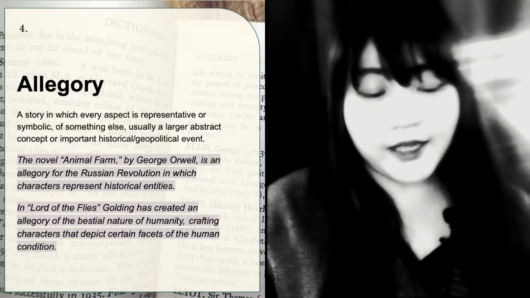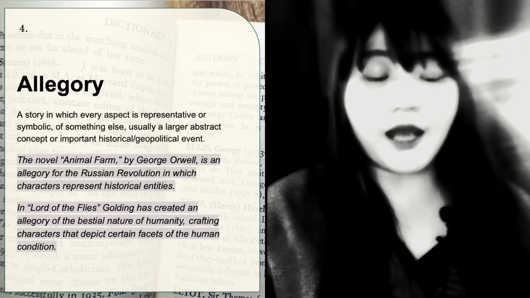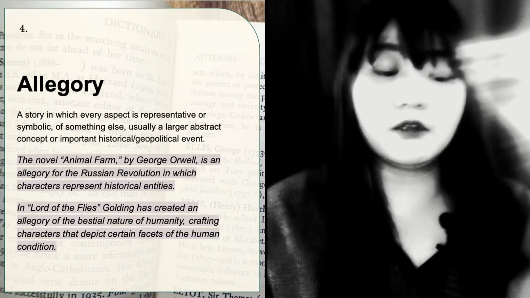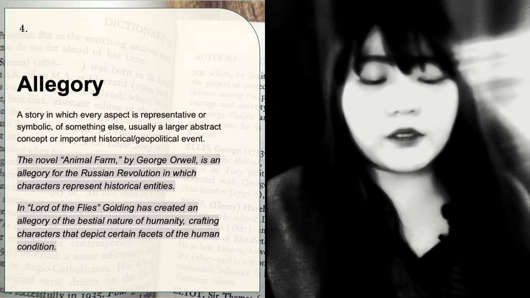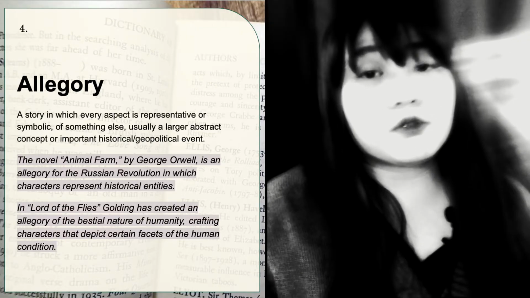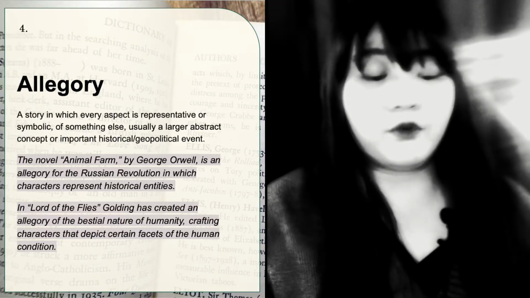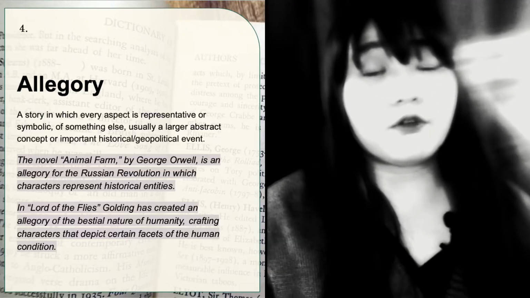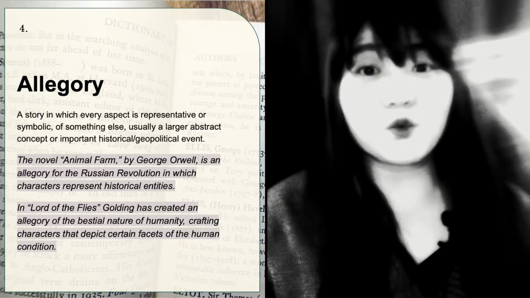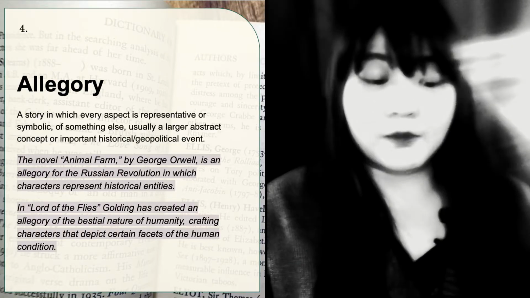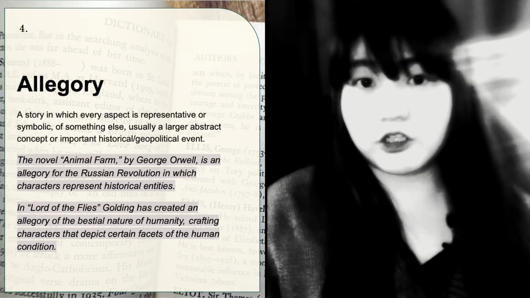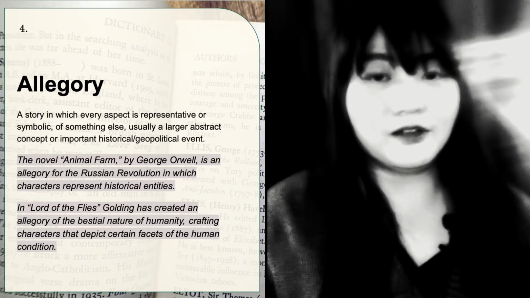Next, we have allegory. What is an allegory? An allegory is a story in which every aspect is representative or symbolic of something else, something larger, something abstract, or a more important historical or geopolitical event. Now, allegory can be used in its adjective form as allegorical, so you can refer to a story as being an allegorical story. Examples of this word in use: the novel Animal Farm by George Orwell is an allegory for the Russian Revolution in which characters represent historical entities.